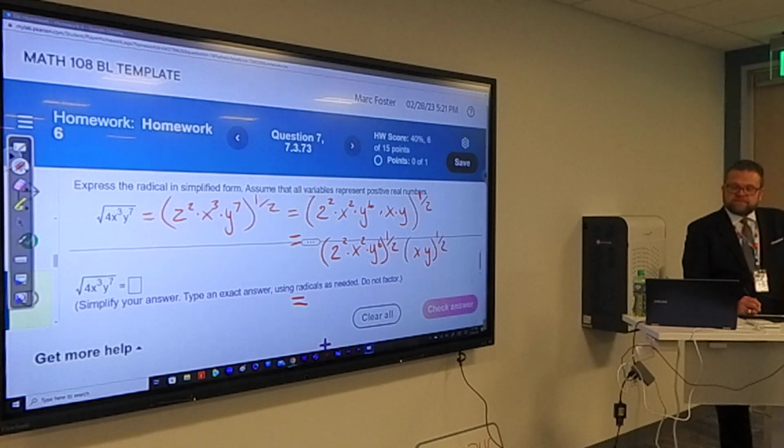So, what is the number that's out in front of the leftover radical? Two x y cubed. And then the stuff that's left over is the square root of x y.